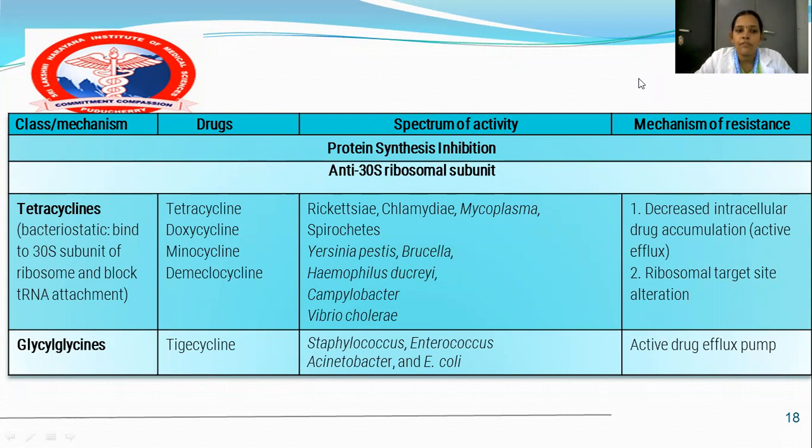Then the mechanism of resistance here: decreased intracellular drug accumulation, ribosomal target site alteration. Glycylcyclines, tigecycline: Staphylococcus, Enterococcus, Acinetobacter and E. coli, and active drug efflux pump.